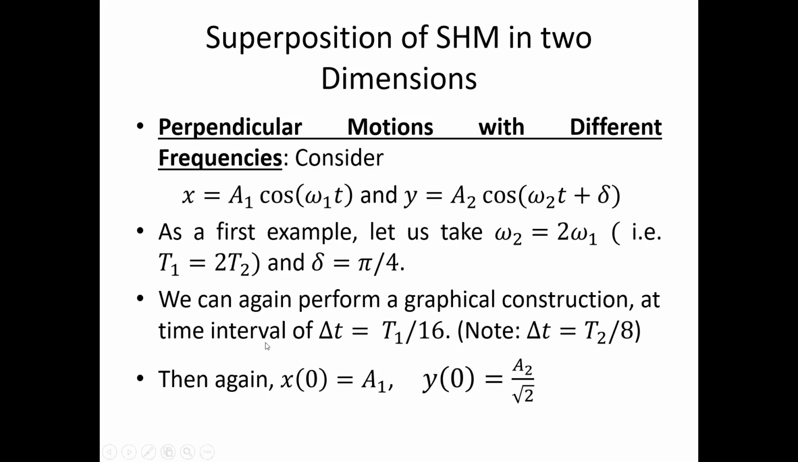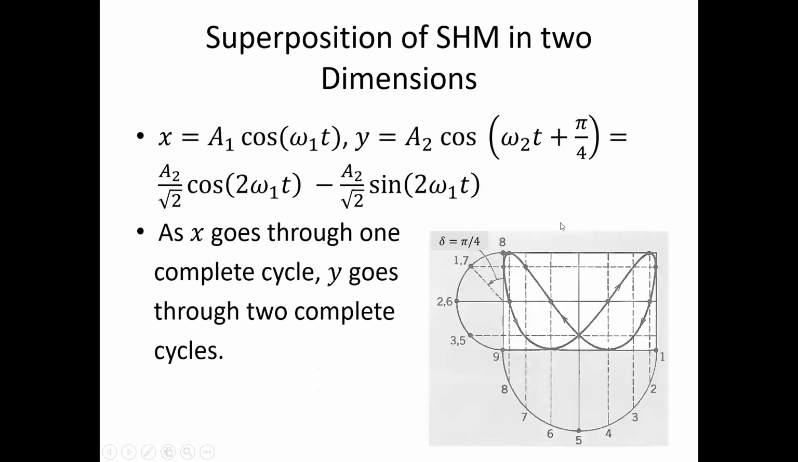Then again, if we put in the values, at t equal to 0, x is equal to a1 and y is equal to a2 over root 2, very simply, because delta equal to pi by 4. x equal to a1 cos of omega 1 t, y equal to a2 cos of omega 2 t plus pi by 4. In general, this is equal to a2 over root 2 cos of twice omega 1 t plus a2 over root 2 sine of twice omega 1 t, because omega 2 equals twice omega 1.